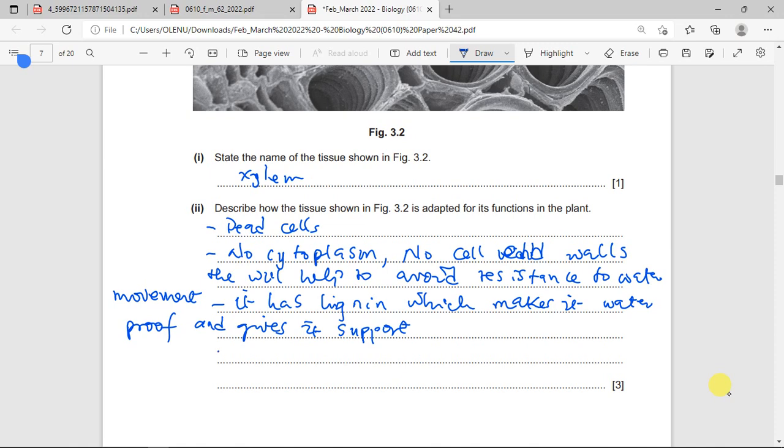However, you can also add things like it's hollow. You can see the space, a hollow tube, for the lateral movement of water and minerals.